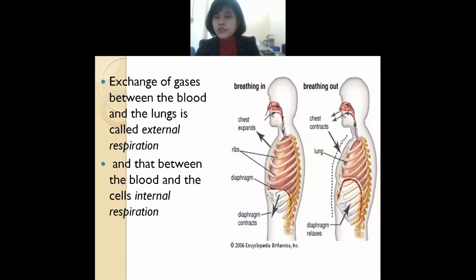And what usually occurs here? Here your chest contracts. Your chest contracts means what? Your chest will become compressed. It will become small. Okay. And what usually happens here? Even your diaphragm, this is your diaphragm, the diaphragm also relaxes.